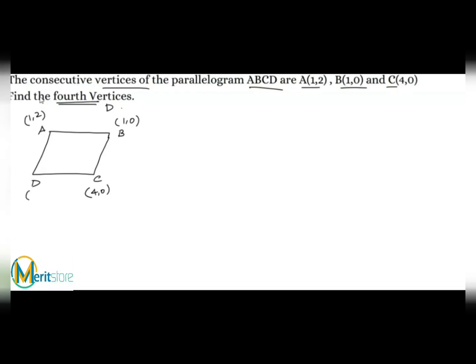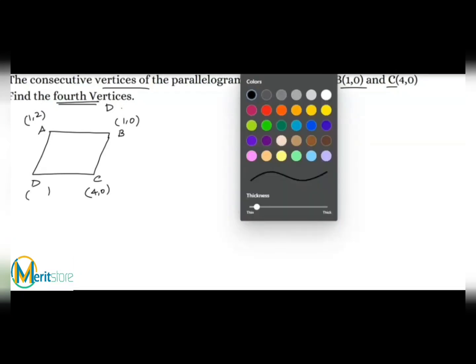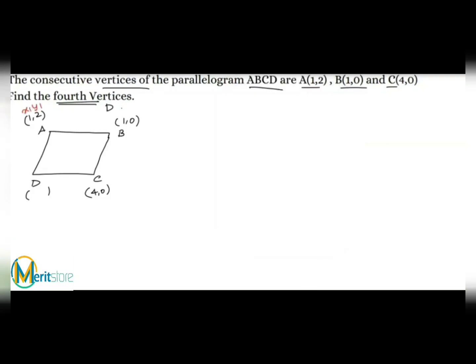Here it's given that the consecutive vertices of a parallelogram ABCD, ABC, are given. I have to find the fourth vertex D. So if this is my parallelogram, let's take this for example, A, B, C, and D. A is given 1, 2, B is given 1, 0, C is given 4, 0. I have to find D. So let's first number the points. x1, y1, x2, y2. This becomes x3, y3, and this is x4, y4.